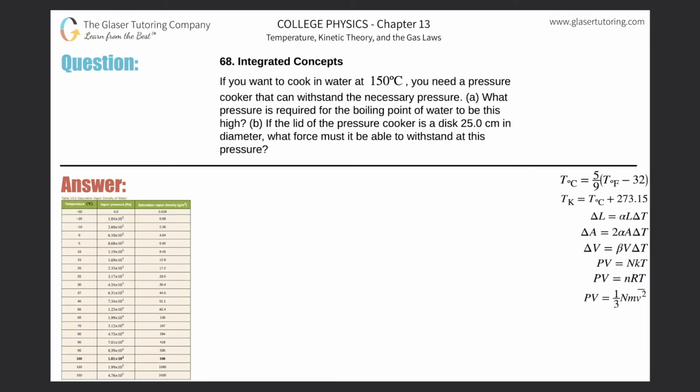Number 68, integrated concepts. If you want to cook water at 150 degrees Celsius, you need a pressure cooker that can withstand the necessary pressure. Letter A. What pressure is required for the boiling point of water to be this high?